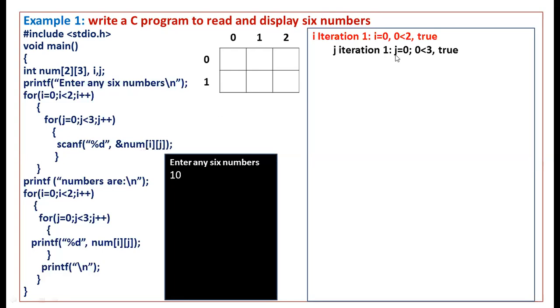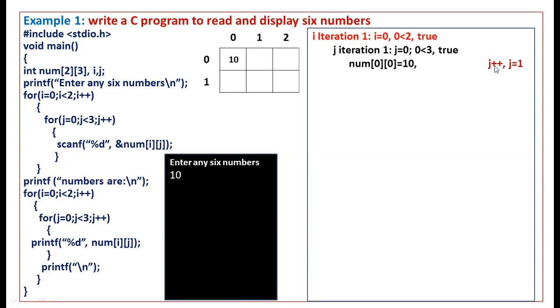So what is the value of I? I value is 0. What is the value of j? J value is 0. Num of 0, 0, so num of 0 row, 0 column. The element will come here. The 10 will be assigned to num of 0, 0 and the element will be placed here. After executing this scanf, control will go to the updating part of the second for loop because the second for loop is not yet finished. Now j value is 1 after incrementing by 1.